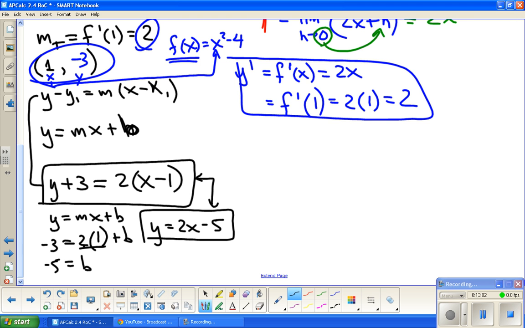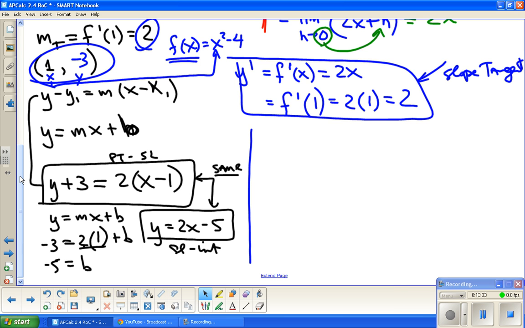If it does not specify a form, then it doesn't matter. If it specifies a form, again, this is point slope. This is slope-intercept. Okay, sometimes it'll be a multiple choice question and you have to pick the correct one and you won't have a choice as to form. Okay, so if I go back here, this is the slope of a tangent line.